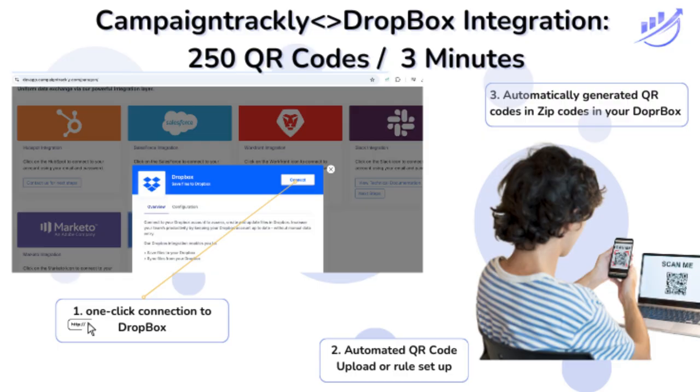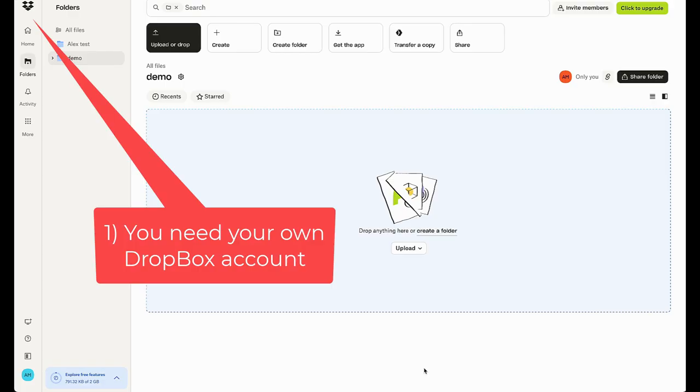Simply because CampaignTrackly has an amazing integration layer that allows you to connect to any platform with just a few clicks. We now have the ability to automate all of your UTM link building, short URL creation, and QR code generation activities in minutes in a fully automated way. How does it work and what do you need?